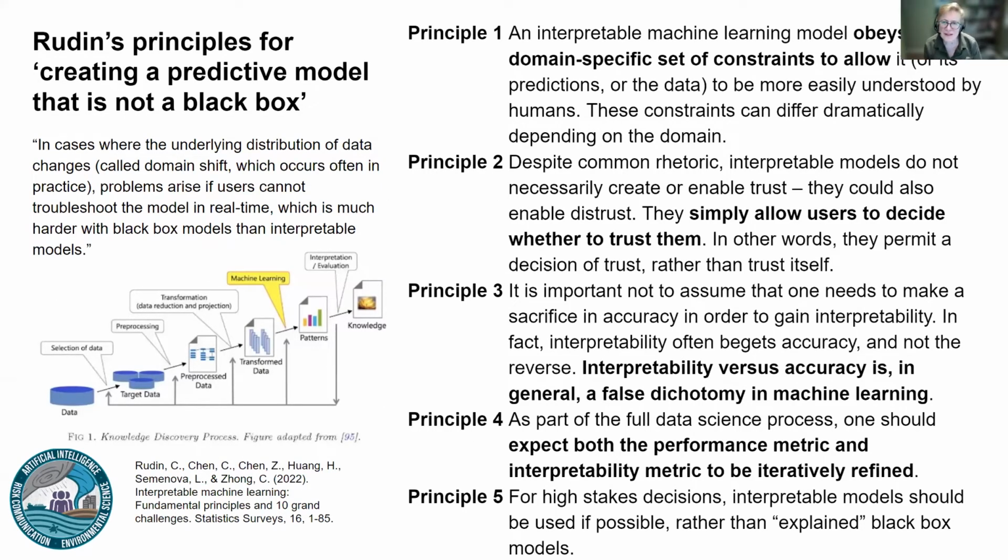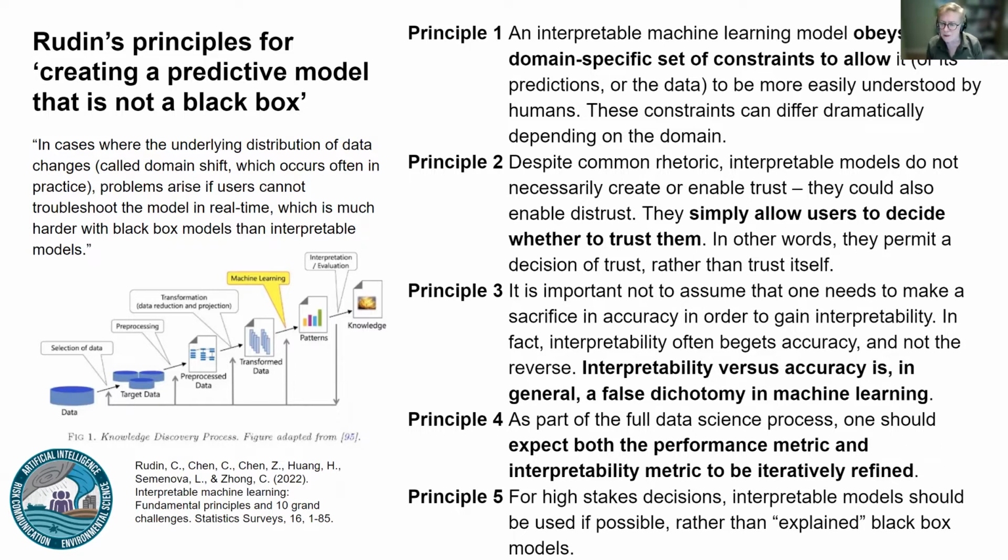So we have one closing point in this section before we move to another interactive activity, and that is Rudin's principles for creating a predictive model that's not a black box. This team has come out with a set of principles that they published this year, and the point that was made here is that where the underlying distribution of data changes, which is called a domain shift, problems arise if people can't troubleshoot the model in real time. And this is really a lot harder with black box models than it is with interpretable models. Think, for example, of climate change, where the distribution of underlying data in the environment is changing over time. And the value of physics constraints, for example, in the context of AI models for weather.